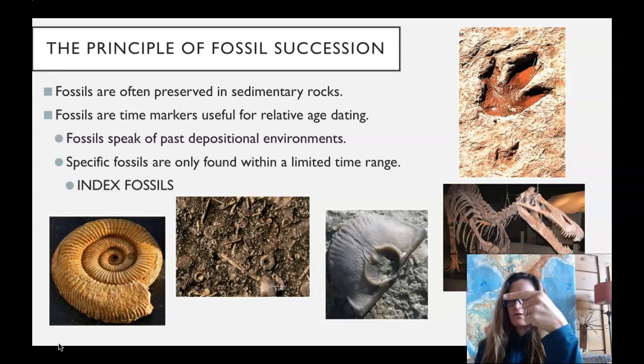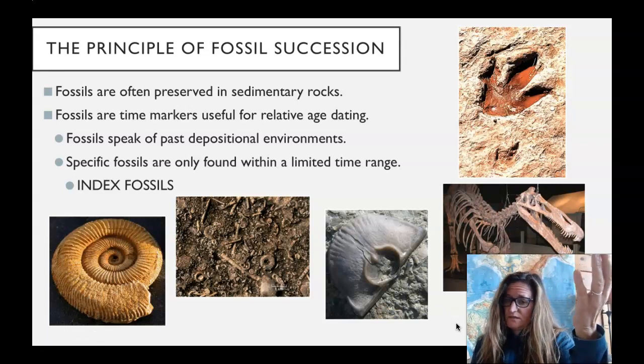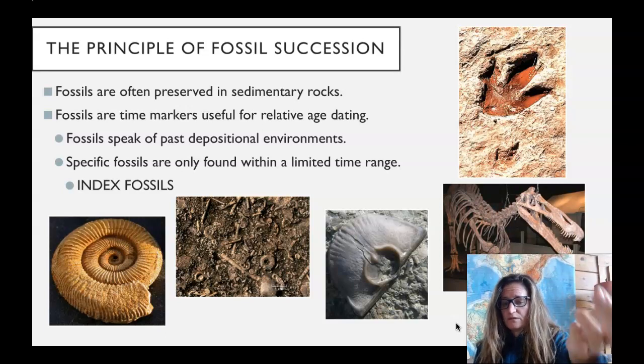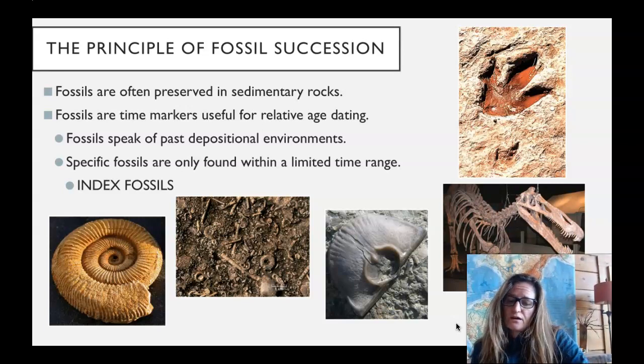So if you see a marine fossil, then you know you have a rock that was deposited in an ocean basin. If you see something like a dinosaur or a dinosaur footprint, then you know that it's probably a terrestrial, maybe swampy environment.